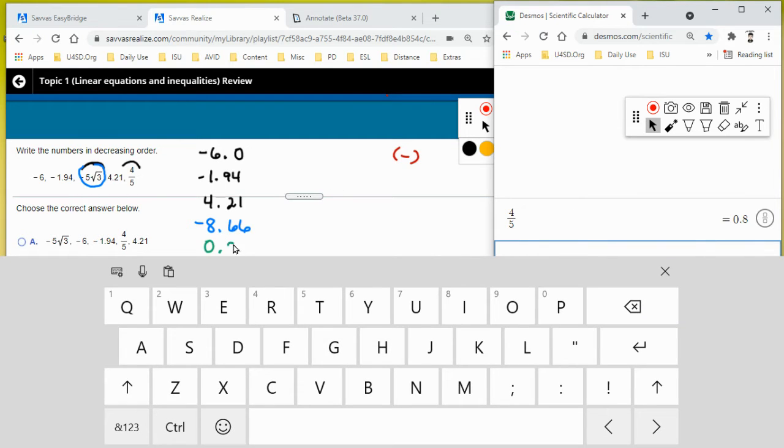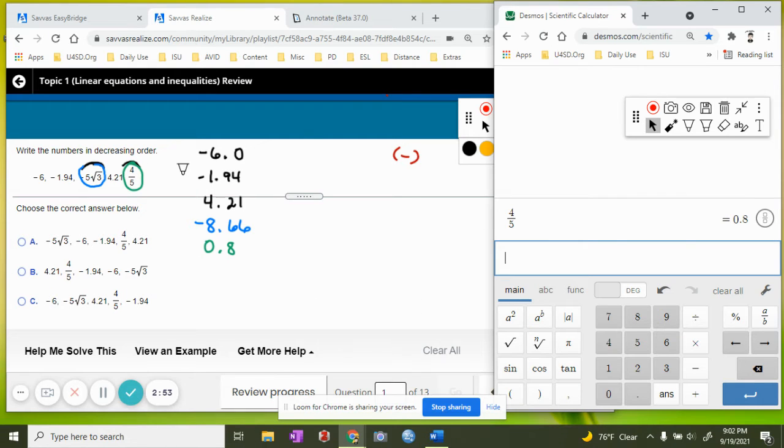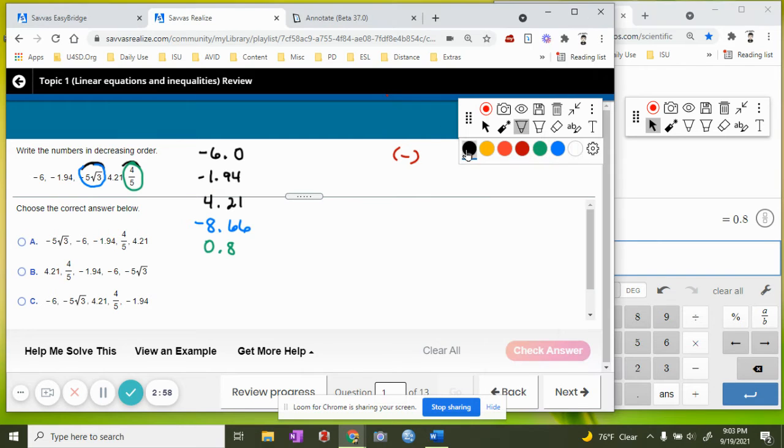So 0.8 is my 4/5. So now I need to look at this and decide, okay, which of these is the smallest? So I'm going to be doing a comparison on my number line. So remember, 0 is in the middle. All of my negative numbers are toward the left, and the positive numbers are toward the right. So here I'm going to look at my negative numbers. I have -6, -1.94, and -8.66. This one is the furthest.